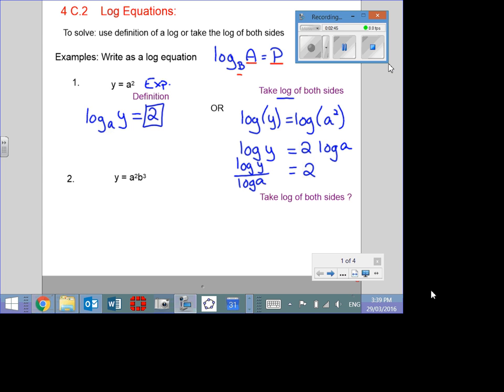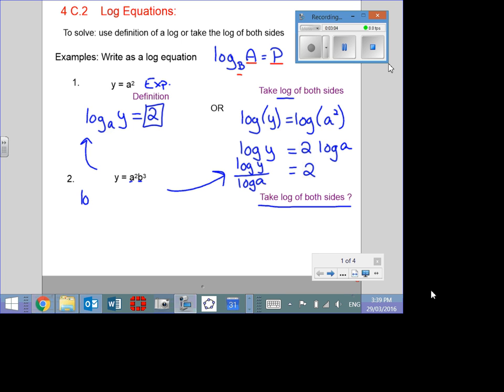Looking at our second example, it won't really help us just to rewrite in log form because I have two different bases. So it might be a little challenging for us to figure out what that form would be if I just went ahead with this first option. So instead, I'm going to go with the second option where I just take the log of both sides.